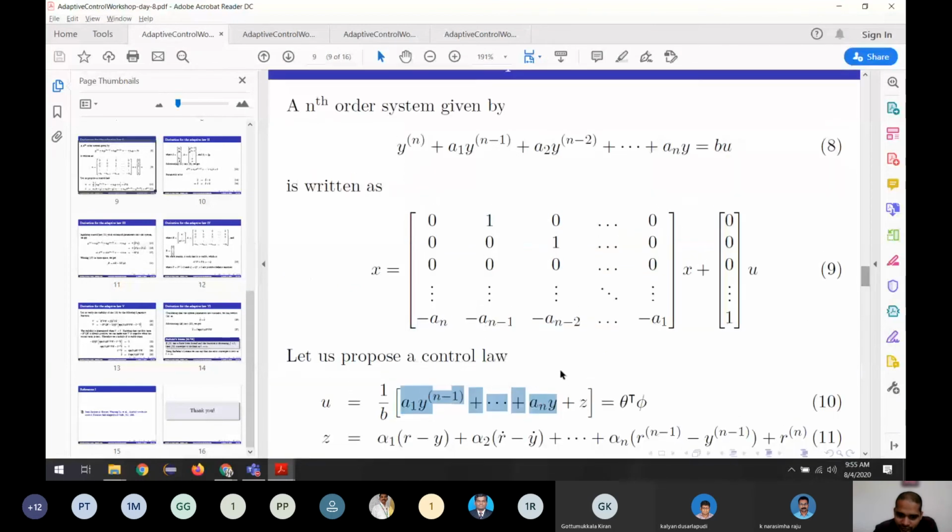If you put this u into this equation 8, what do we have? Instead of u, we will write this whole thing, right? So this b is cancelled with this b. And this a1, a2, all these things are going to the other side, right? So we can cancel all these things because these are positive, these are negatives. We can cancel all things.